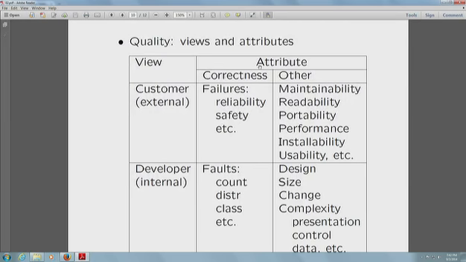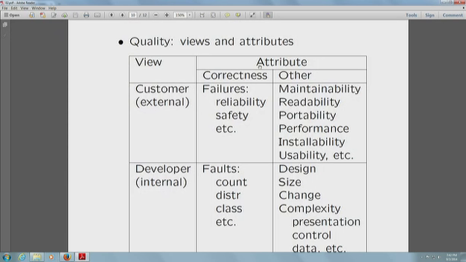Okay, and when you look at the correctness, whether it's correct or incorrect, generally, if it's incorrect, from the external view, look at the behavior. That's a failure, okay, when it's incorrect. Okay, and from the internal view, something incorrect in my code, that is a fault.